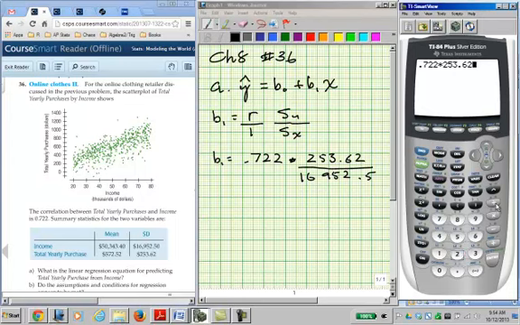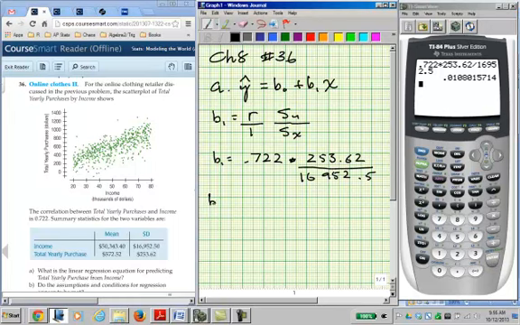253.62 and then divided by 16952.5. Now let me double check. 0.722 times 253.62 divided by 16952.5. I hit enter and I get B sub 1 is approximately equal to, that's what that little squiggly equals means, 0.0108. Now that's certainly pretty close.